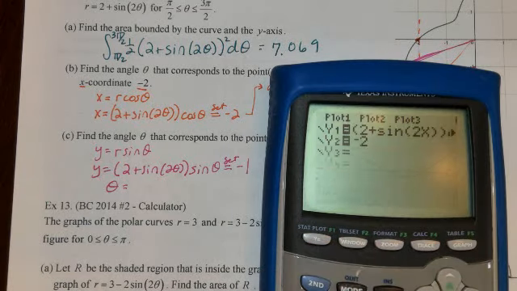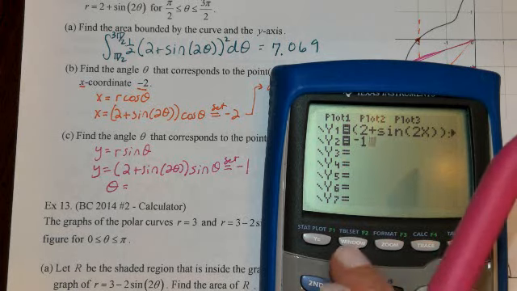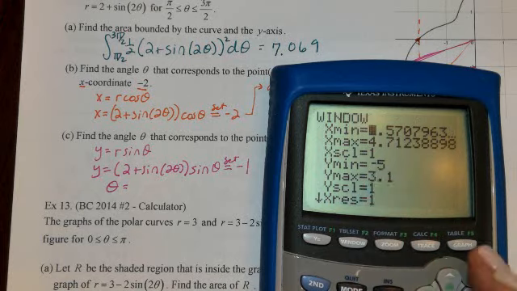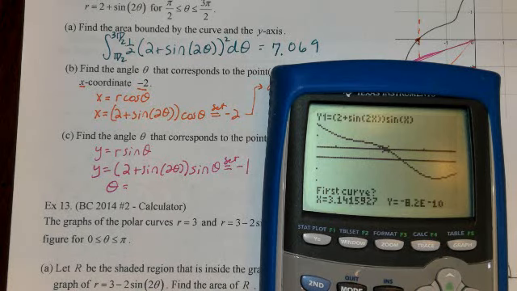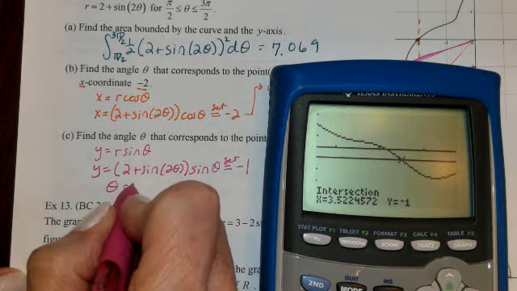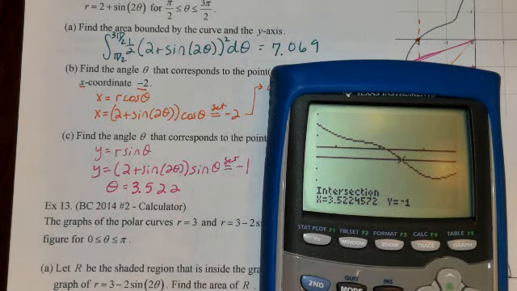So I'm going to come back to my equation. My r part is fine. I just need to change cosine to sine, and then I need to change this to a -1. I'm just going to keep my window exactly the same because this still includes -1. Should just be one intersection value, and there is. Second calc 5, enter, enter, enter. And that theta is 3.522. Okay?